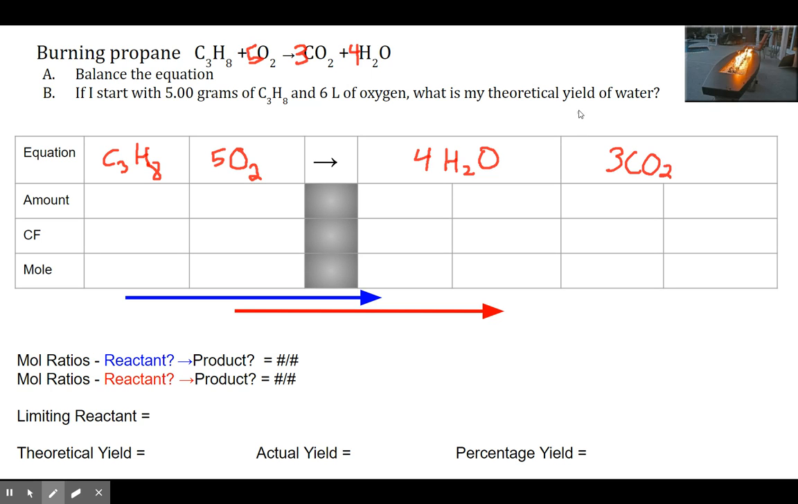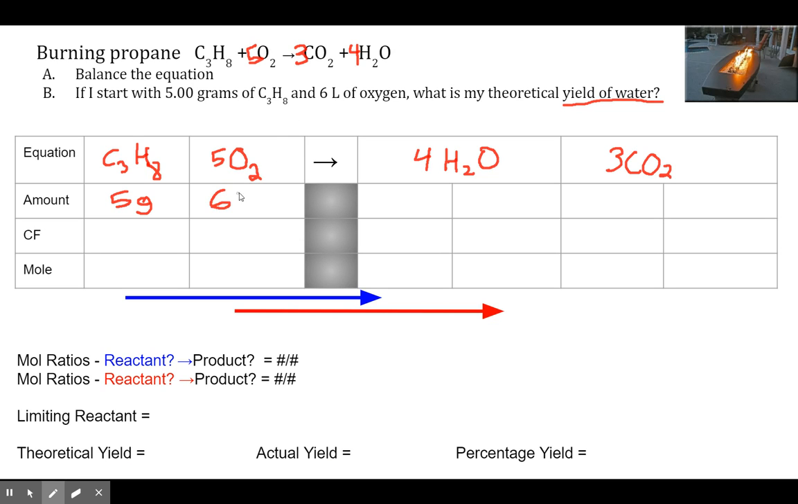Because the question asks about the theoretical yield of water, how much water we would produce. So we have our amounts. We have 5 grams of propane here, so we're going to put 5 grams here. That's what's given in the problem. And then we have the 6 liters of oxygen.